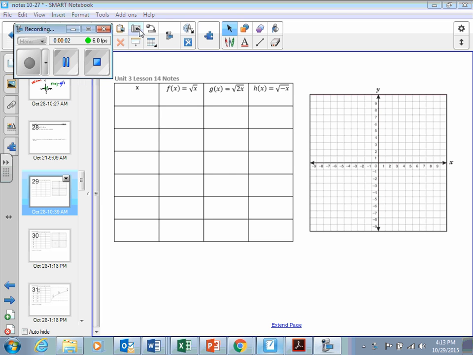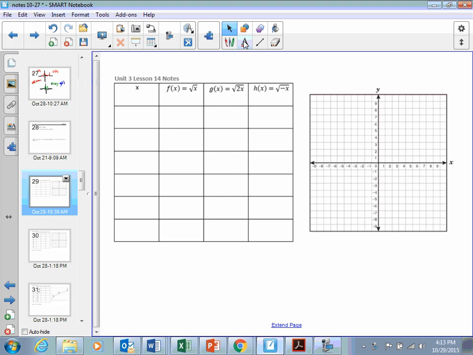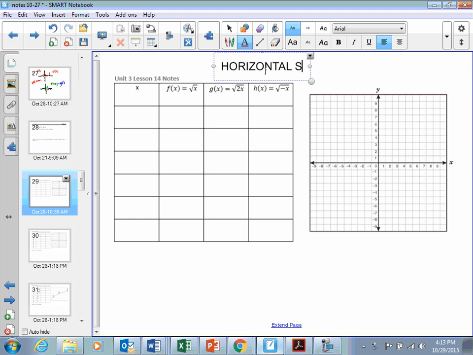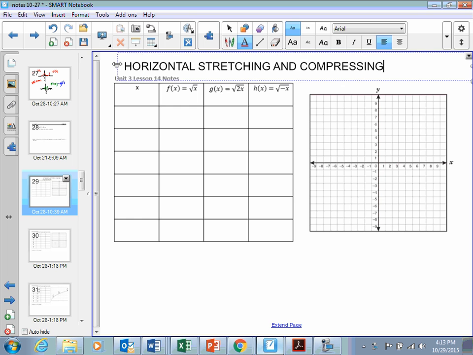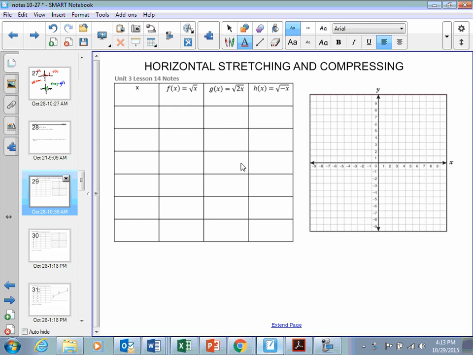All right, here we go. Unit 3, Lesson 14 notes. Now, these notes are all about horizontal stretching and compressing. So it wouldn't be a bad idea to write that at the top of your notes so you know what we're talking about here.